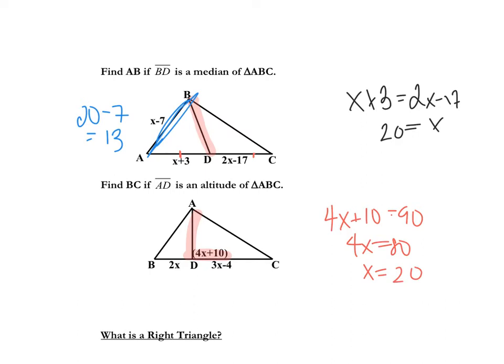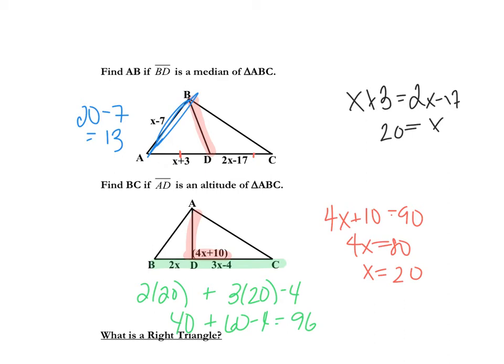So x equals 20. And then from there it says find BC. So BC is this full length. So I'm going to plug 20 into both. So I get 40 plus 60 minus 4, which gives me 96.